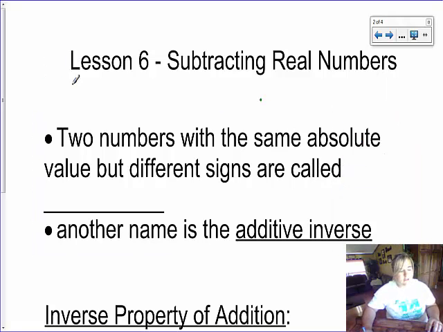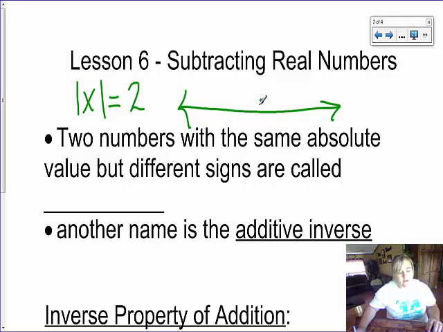So let's say that we're talking about the absolute value of x. We don't know what that is, and that its absolute value is 2. Well, numbers that have an absolute value of 2 have to be 2 units away from 0. So if I have 0 right here, this is 2 units away, and we know that this has to be 2. Well, we can also have 2 units on the other side. So we can go 2 units to this side, which is going to be -2. And we say that 2 and -2 are opposites.